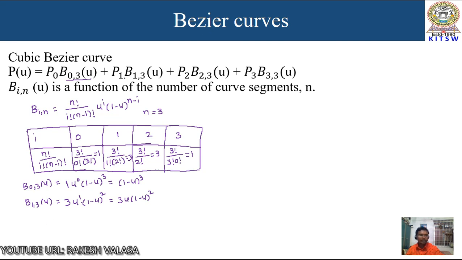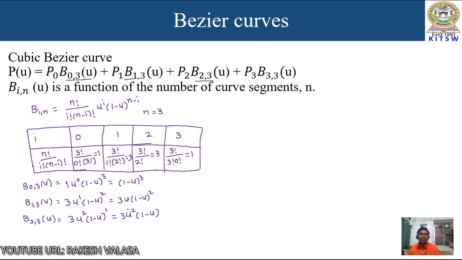The next one is B suffix 2 comma 3 of u. B2 comma 3 equal to n factorial, that means 3 factorial by 2 factorial into 3 minus 2 factorial, that value is 3. 3 u power i means 2, 1 minus u whole to the power of n minus i, 3 minus 2, that is 1, equal to 3u square into 1 minus u.